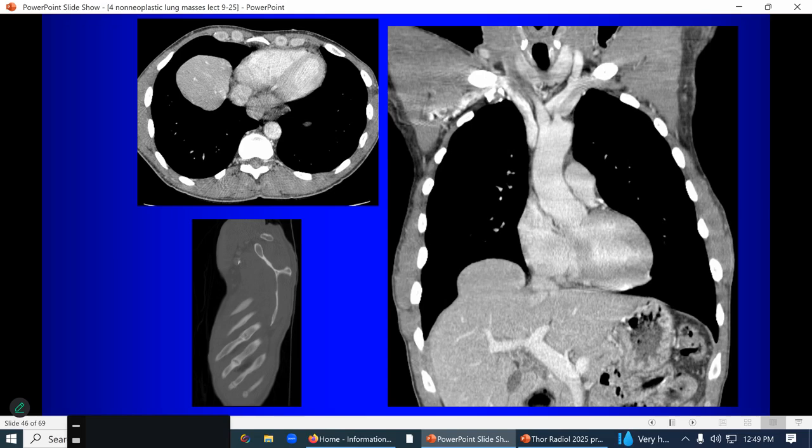Yeah, it's enhancing the same as the liver, so it's contiguous with the liver. So what is it? What explains this? It's an extra lobe of the liver. It's herniation of the liver. The clue here is, what's the history?